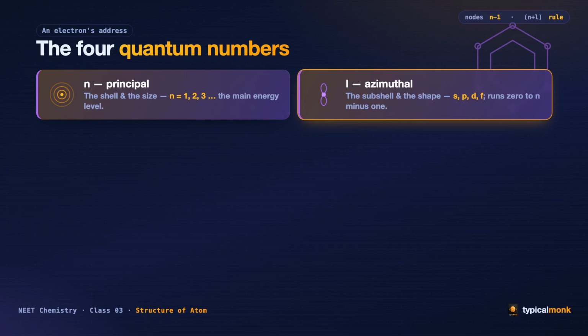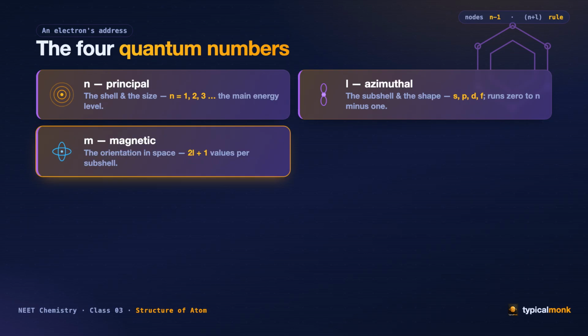The second is l, the azimuthal quantum number. It names the subshell, and it decides the shape. l runs from 0 up to n-1, and we give its values letters. l equal to 0 is s, 1 is p, 2 is d, 3 is f. So l is the shape of the room.